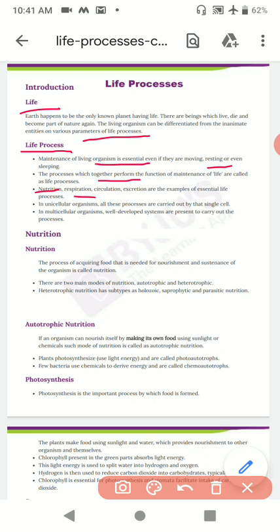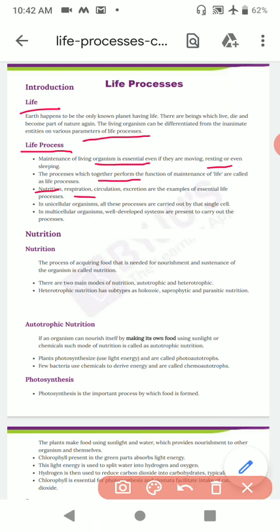Now we know that there are two types of organisms, unicellular organisms and multicellular organisms. Unicellular organisms, we know very well, are the amoeba and paramecium. In unicellular organisms, all these processes are carried out by the single cell, as they are made up of one cell only. In multicellular organisms like animals and humans, well developed systems are present to carry out the processes. There are various organs and organ systems performing the different activities.